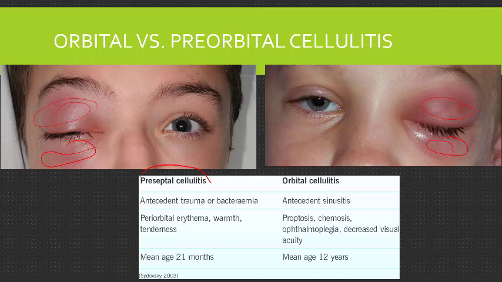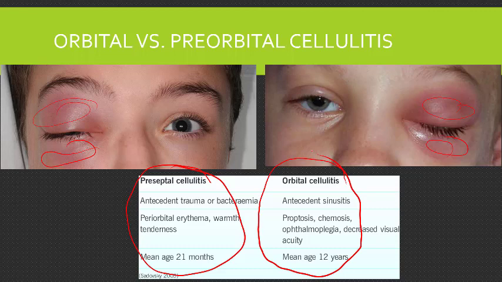So preseptal means go home, antibiotics. Orbital cellulitis means that they need IV antibiotics. You want to look for pain with movement for orbital cellulitis. Pain with movement. You also want to make sure that if you see chemosis or proptosis or decreased visual acuity, those are all indicative of orbital cellulitis.